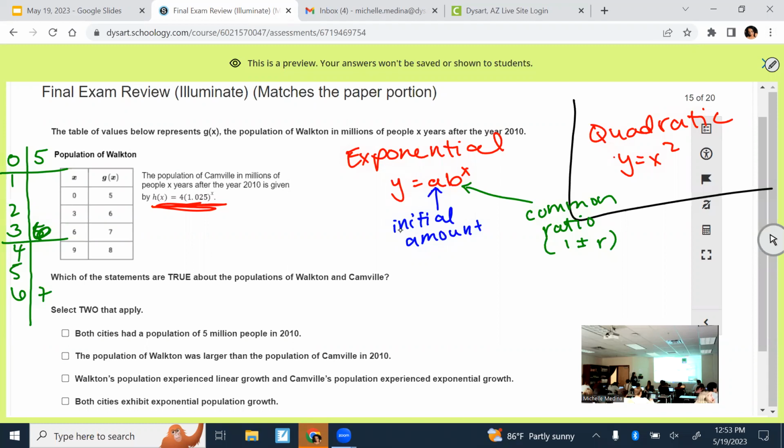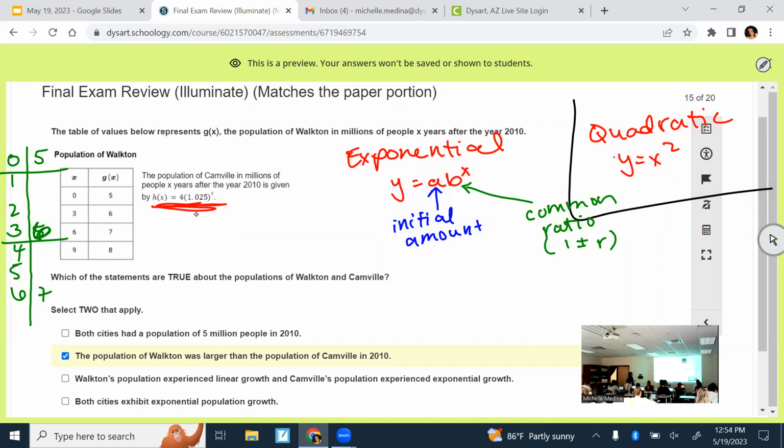Okay, g of x had a population of 5 million people, but did h of x? So then don't pick that one, because the other one didn't. The population of Washington, the g of x function, is larger than the population of Campbell in 2010. You can say that that's true or false. I would say it's true because this one had 5 million, this one had 4 million. So I would say that one. And it did say that x is here since 2010. So at the very start, our initial amount is what we're comparing in the week parts.